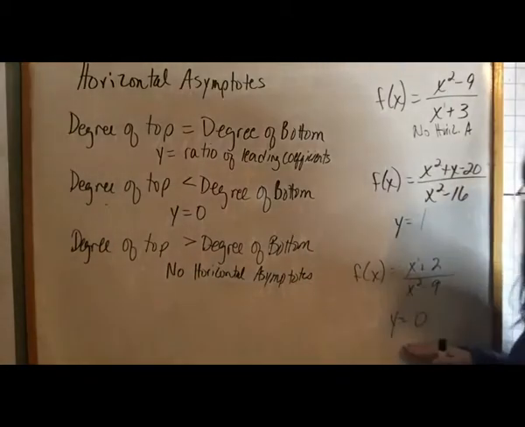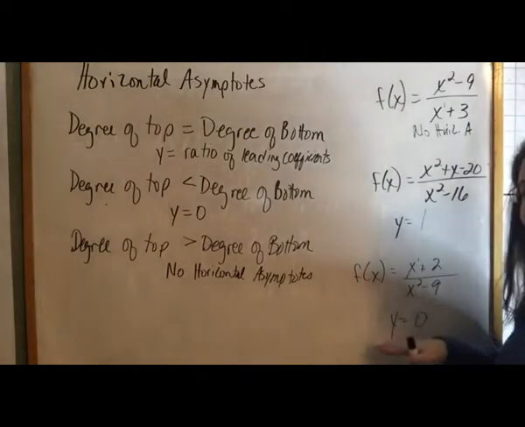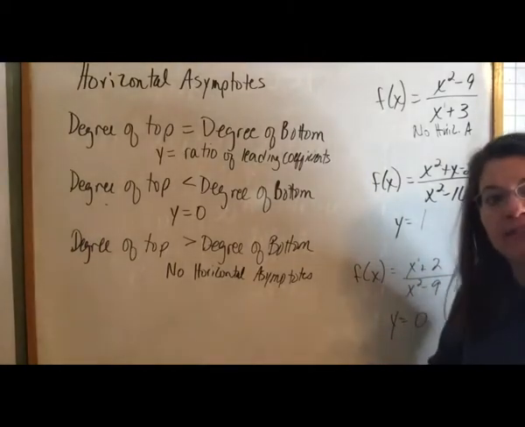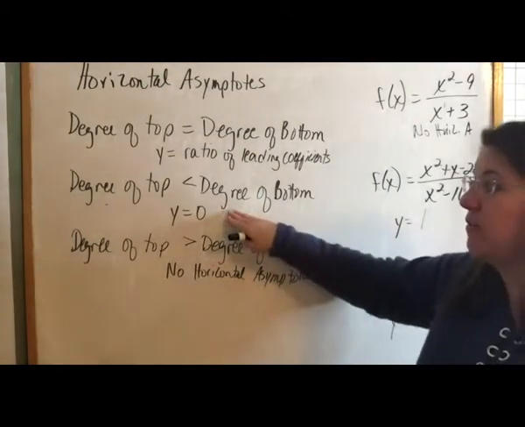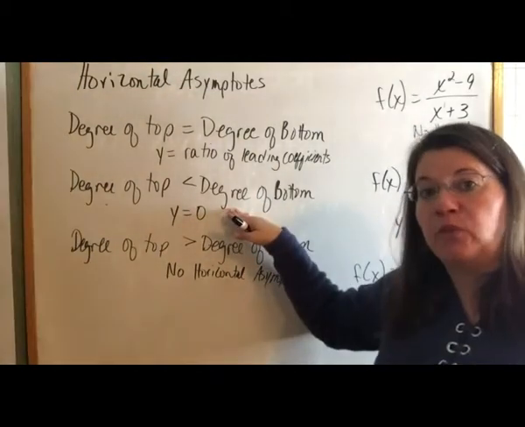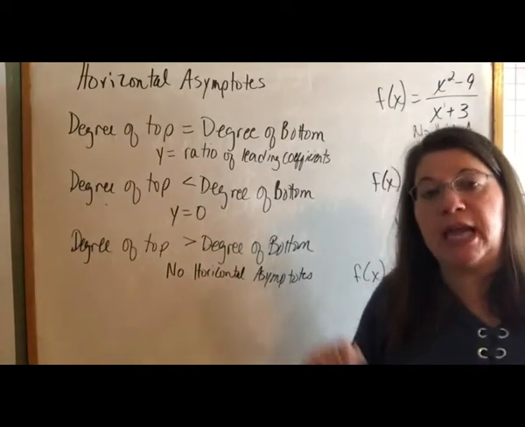Now, if you think about that equation, y equals 0, isn't that going to represent the x-axis? The equation of the x-axis is y equals 0. So if the degree of the top is less than the degree of the bottom, your x-axis will be an asymptote, a horizontal asymptote. And that's something that the line will eventually approach.